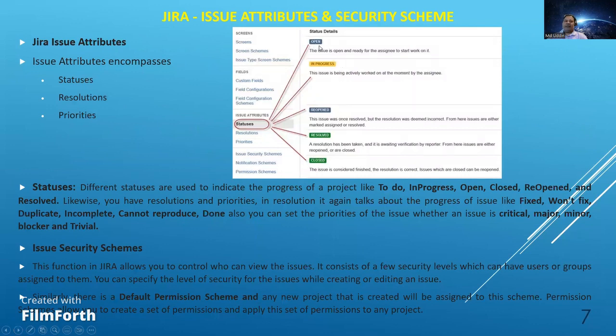So these are the statuses of the SDLC, bug life cycle, right? Whether your issue can be open, in progress, reopen, or resolved or closed. So these are the ones in Jira, but if you do custom, you can add more status attributes if you are customizing your Jira. So those things will be showing. Likewise, you have resolution and priorities. Resolution again talks about the progress of issues like fixed, unfixed, duplicate, incomplete, cannot.